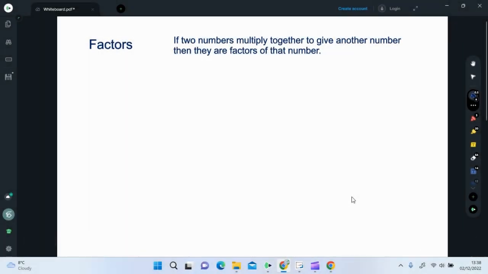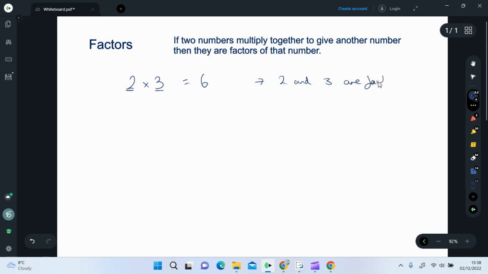If two numbers multiply together to give another number, so let's say we have 2 times 3, and when you multiply them together you get 6, then they are factors of that number. This means that because 2 times 3 gives us 6, 2 and 3 are factors of 6.